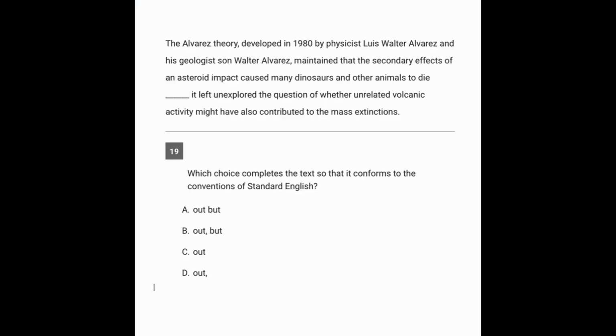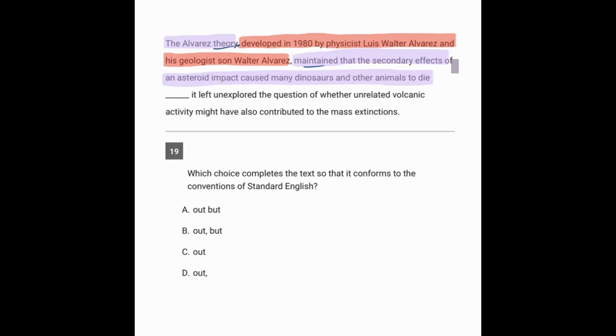So that's important here, because we need to be able to see the modifiers. This part here is a modifier. It's a little extra information about the Alvarez theory. But the subject-verb combination is the idea that this theory maintained something. That's what makes this a clause, something that could be its own sentence if it wanted to. So this theory maintained that the effects of an asteroid caused the dinosaurs and other animals to die. So in purple there, we have an independent clause, slightly interrupted by the modifier, but that's okay.